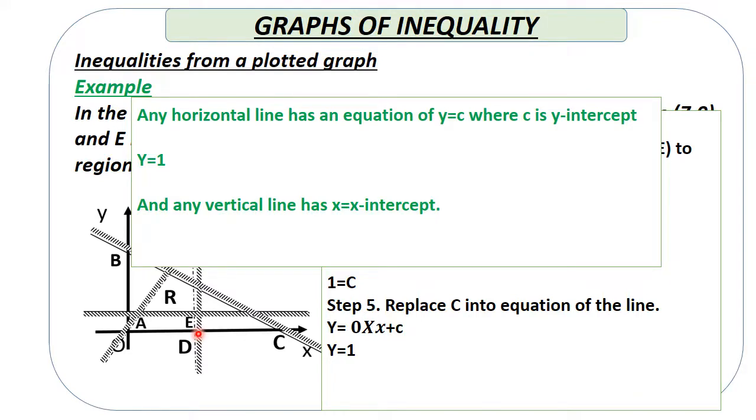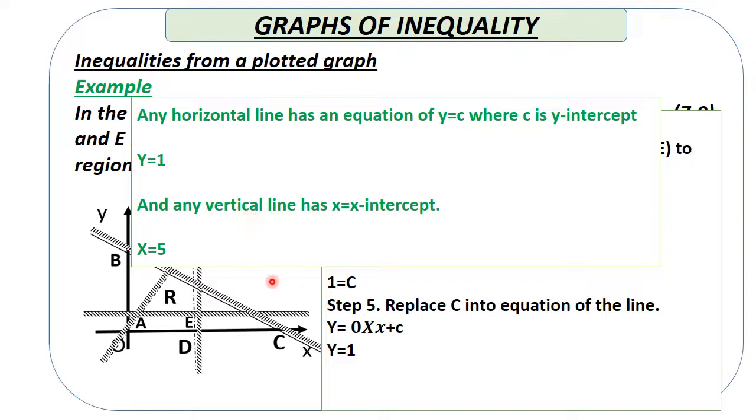If it cuts the x-axis at 7, then it's going to be x equal to 7. If it cuts the x-axis at 10, then it's going to be x equal to 10. If it cuts the x-axis at -1, then it's going to be x equal to -1. And if it cuts the x-axis at 5, then it's going to be x is equal to 5. So depending on where it's cutting the x-axis, that's how the equation will be. x is equal to 5 as long as it is a vertical line.